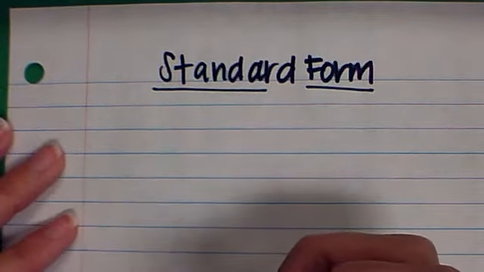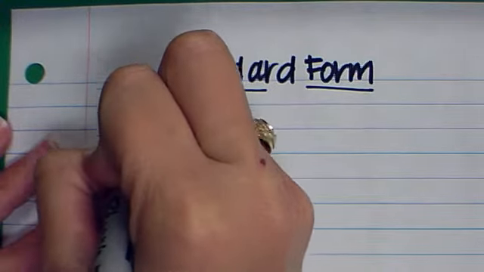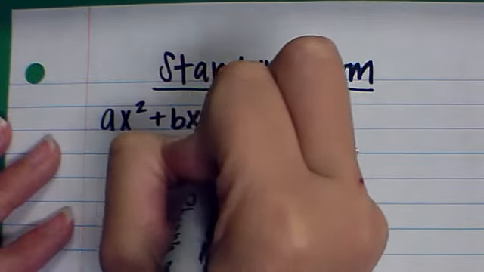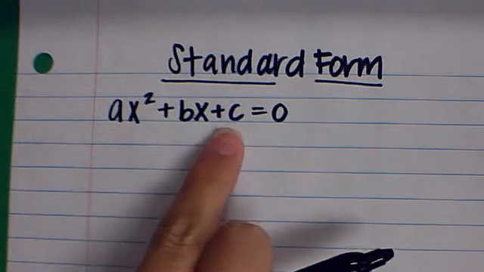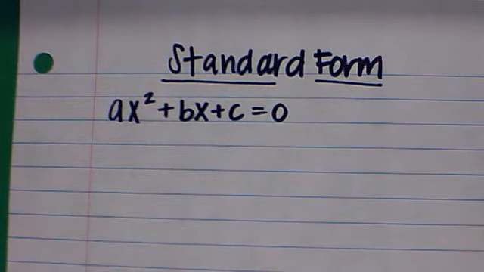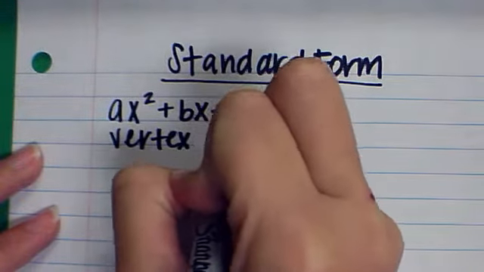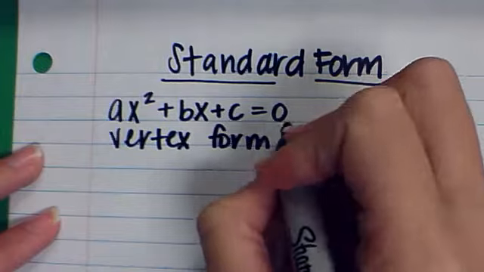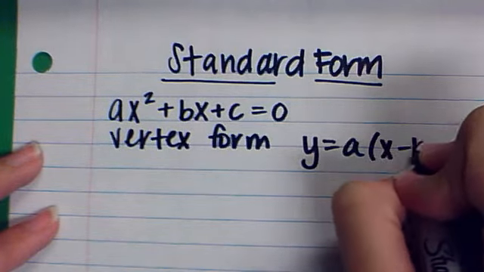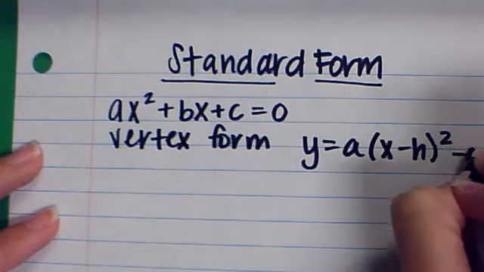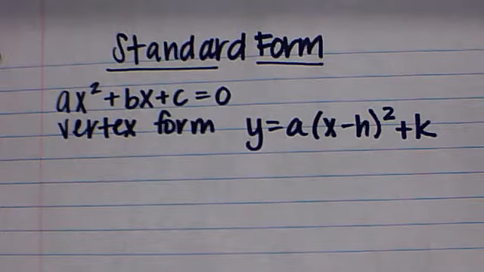Today in pre-cal we're learning about standard form of a quadratic. The original form we learned was ax squared plus bx plus c equals 0, where these always fall with their relative coefficients. That's standard form. Vertex form, which may be new to you, is y equals a times (x minus h) squared plus k. H and k should sound fairly familiar from when we did circles.